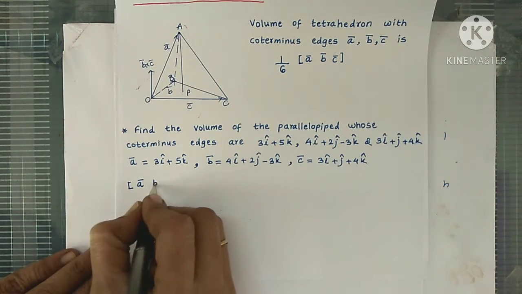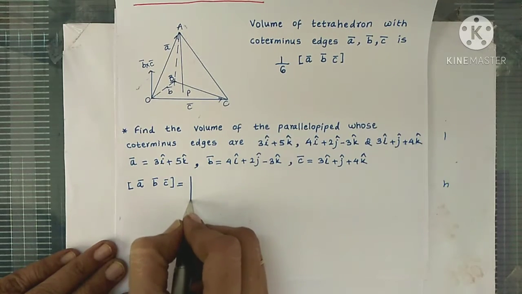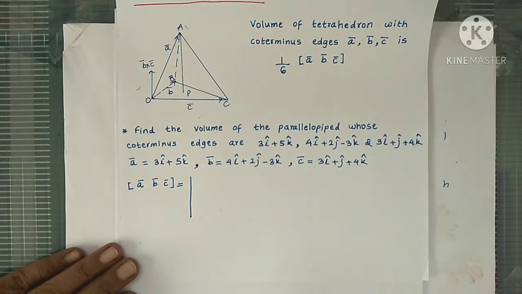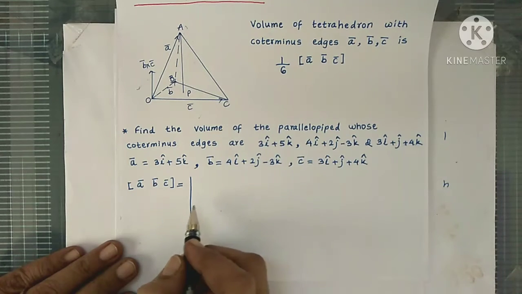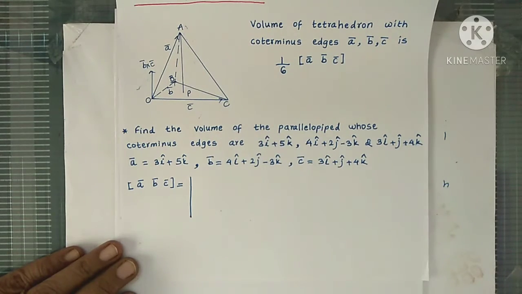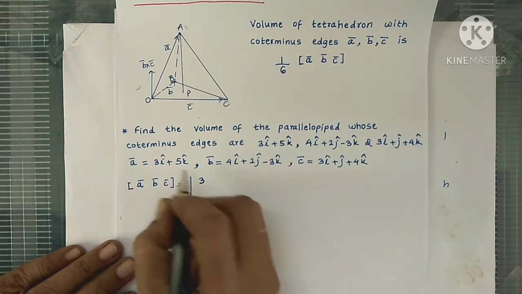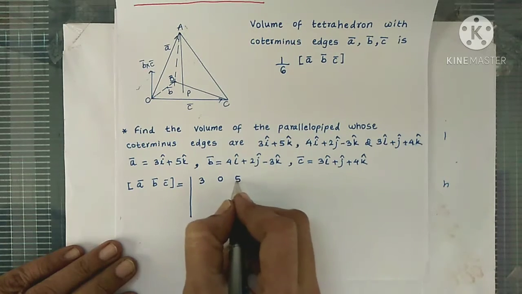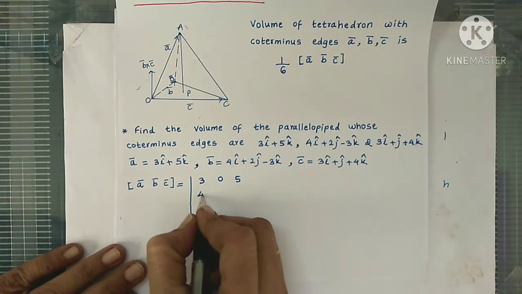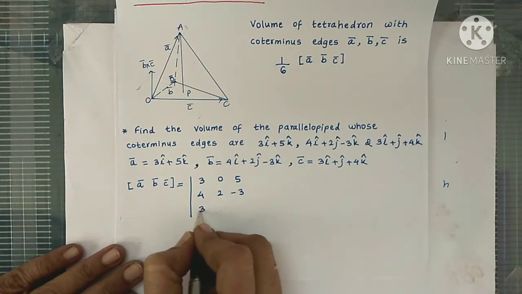Scalar triple product [a bar, b bar, c bar] is a determinant. The first row is the coefficients of i, j, k from a bar, the second is the coefficients of i, j, k from b bar, and the third row is the coefficients of i, j, k from c bar. So the first row is 3. The term in j is not there, so the coefficient is 0, then 5. For b bar we have 4, 2, minus 3, and for c bar it is 3, 1, 4.